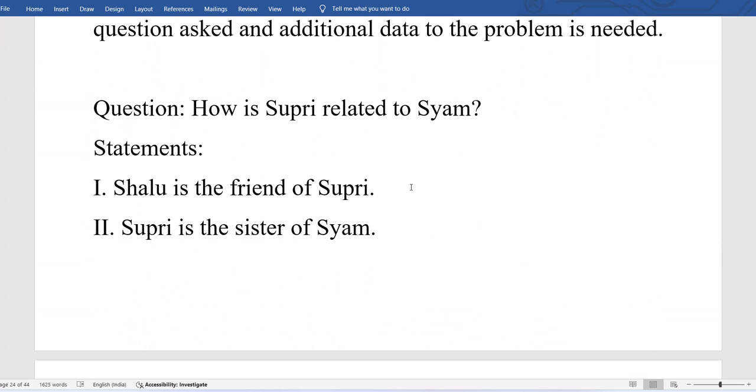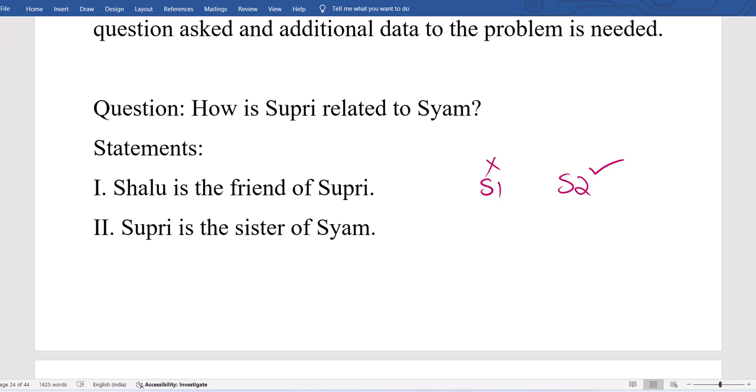Now let's see what this one is. How is Supri related to Sham? Shalu is the friend of Supri. Supri is the sister of Sham. One alone, two alone, put together not sufficient. Two alone. Because directly they gave it in the second one. Supri is sister of Sham. Small change if I do, Sham is brother of Supri.